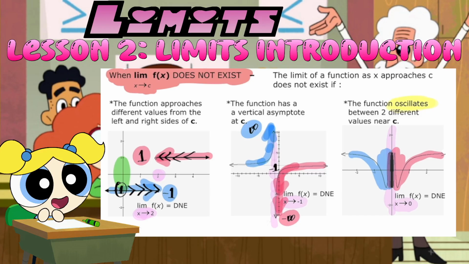I know this video went longer than I wanted, less than 20 minutes, but I think this is a very important concept, all of this. Oscillating, asymptote, jump discontinuity. Those are the cases where a limit does not exist.